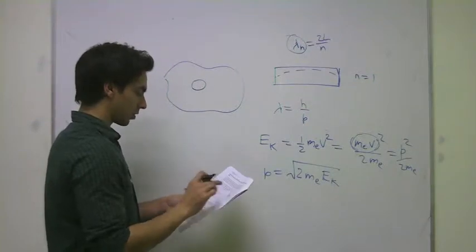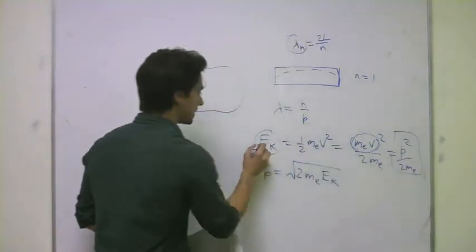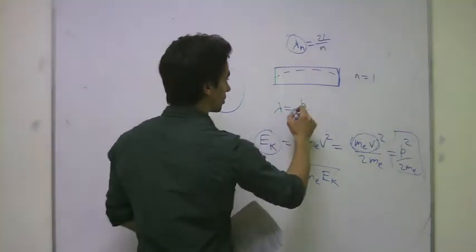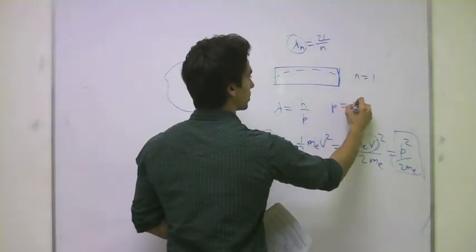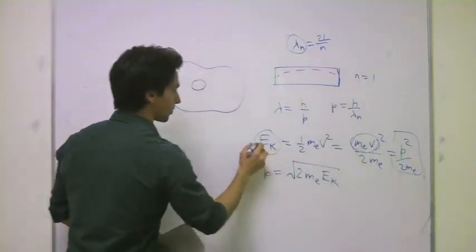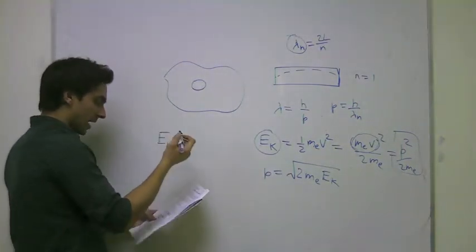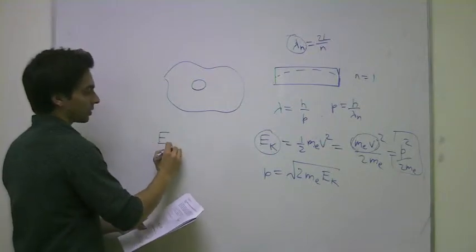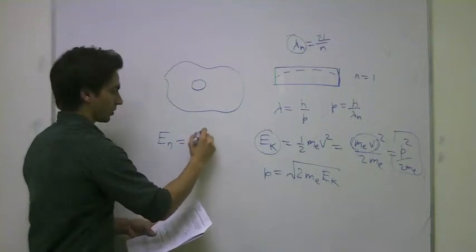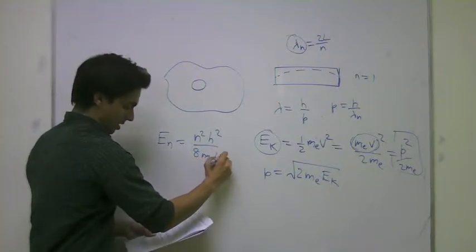And over here again, since Ek equals p squared over 2m_e, where Ek is the kinetic energy or the energy of the electrons, I substitute p equals h over lambda n, and lambda n we know as 2L over n. When we substitute that in Ek, we finally get En, the energy levels of the electron in orbit. So we would get n squared h squared over 8 m_e L squared.